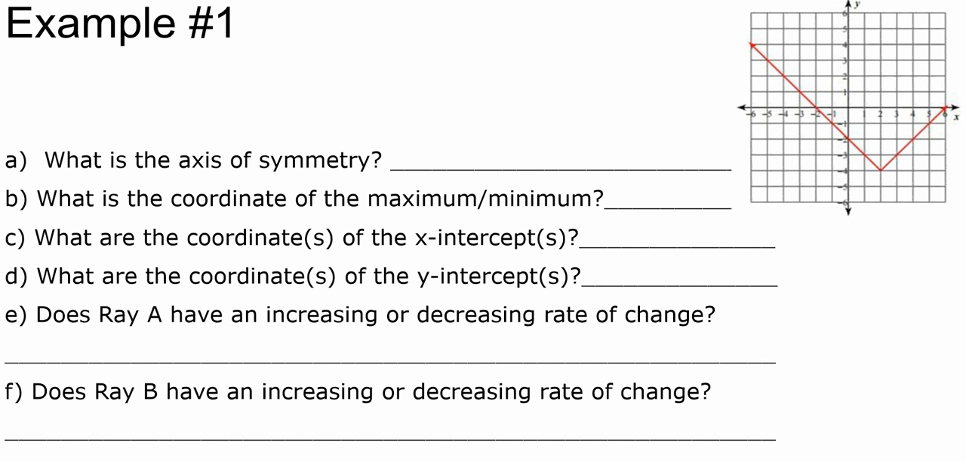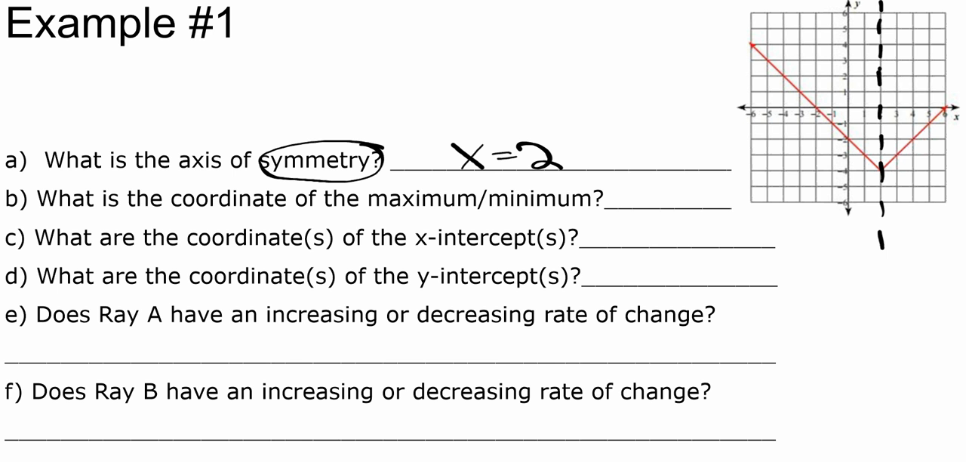Example 1. What is the axis of symmetry? Symmetry means where I can split it in half and have it be equal on both sides. So our axis of symmetry goes right through our vertex, and it's going to be x equals, and the value of x there is 2. So we have x equals 2 for our axis of symmetry.